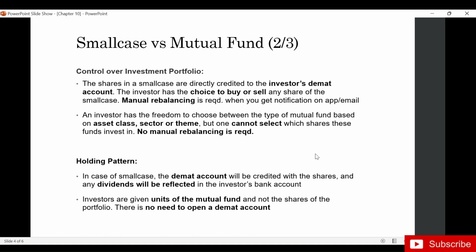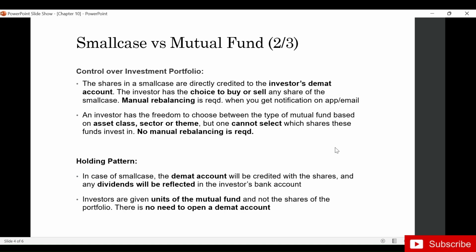The next parameter where we will compare small case and mutual funds is control over investment portfolio. In case of small case, the shares are directly credited to the investor's demat account, and the investor gets the choice to buy or sell any share of the small case. Also, manual rebalancing is required in case of a small case, whenever you get the notification via app or email from the small case manager.